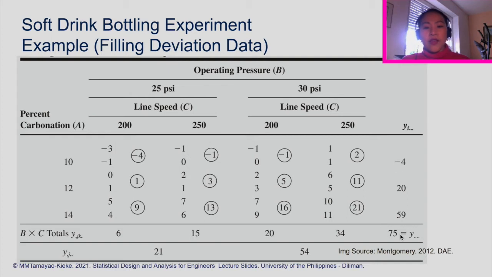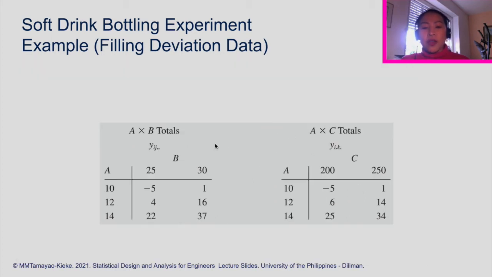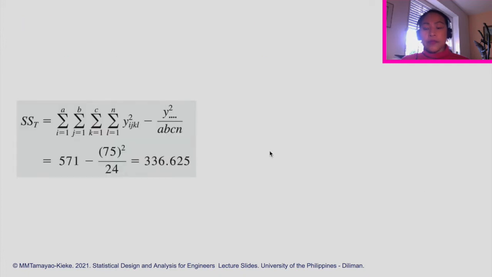So that is 75. And of course, you have your AB totals and your AC totals. So these are the sum of observations for the AB totals for level I of factor A and level J of factor B. And then AC totals for level I of factor A and level K of factor C. So you get that here.